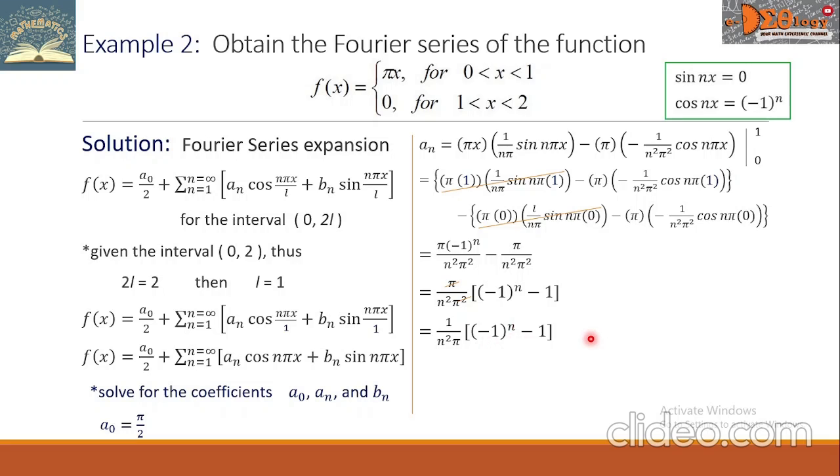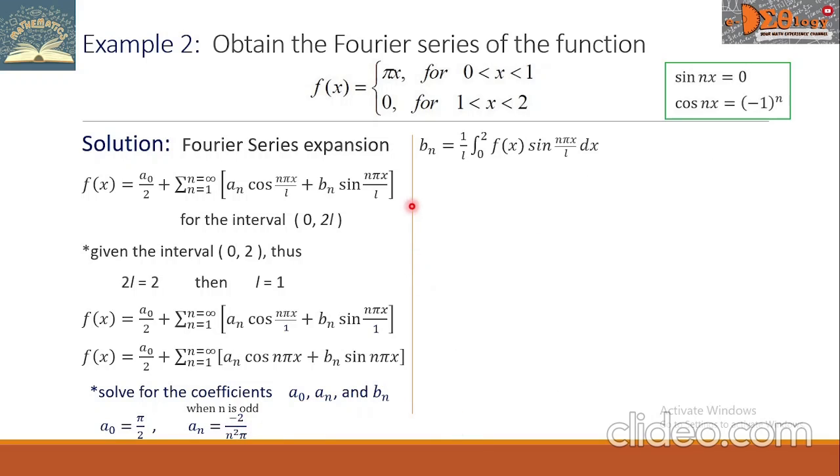When we analyze this, we can see that a sub n equals negative 2 over n square times pi when n is odd. A sub n equals 0 when n is even. We're going to copy this value of a sub n, but we take note that this is the value when n is odd.